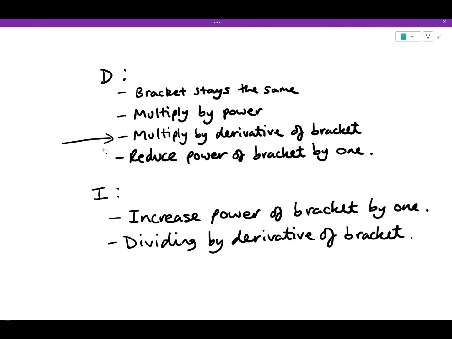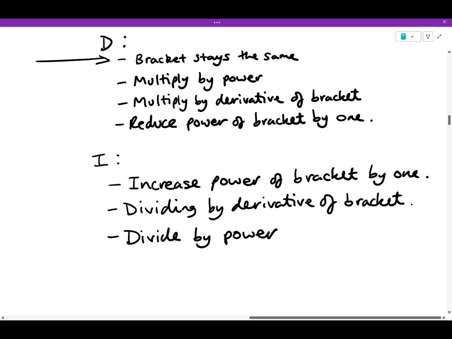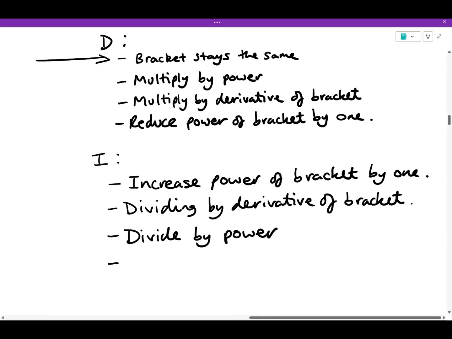So we're now going to move one step higher, and it says multiply by power. So what's the inverse? Well, it's going to be to divide by the power. And then let's move on to our top step, our first step for differentiation, which was the bracket staying the same. So what's the inverse of staying the same? Well, it's staying the same. So the bracket is still going to remain the same.